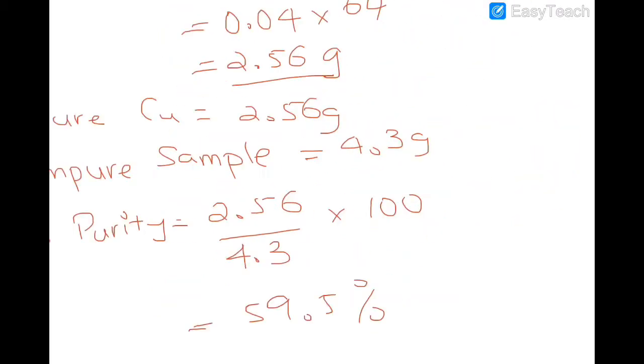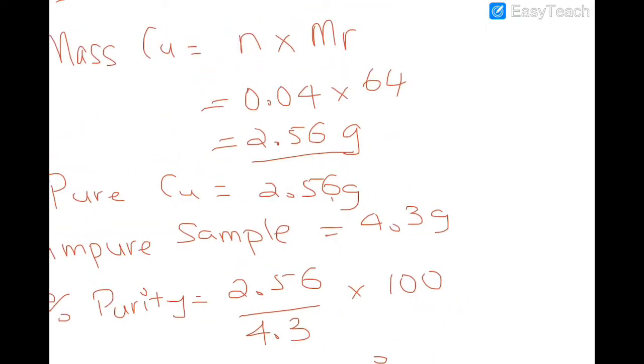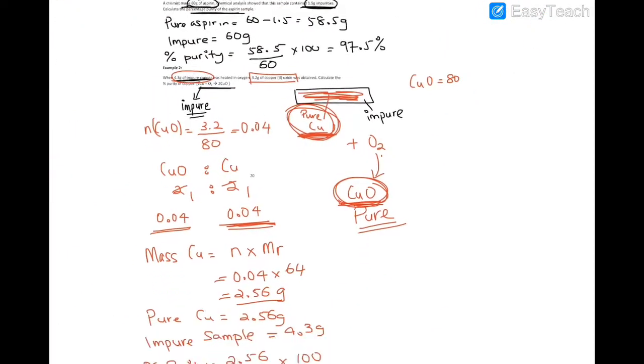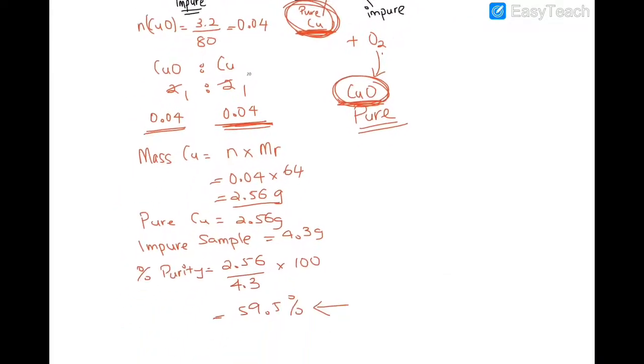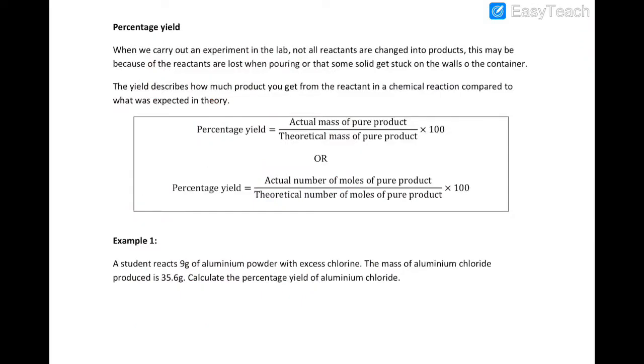That gives you 59.5%. And this is the percentage purity of the copper sample. Okay. Now let's see percentage yield.